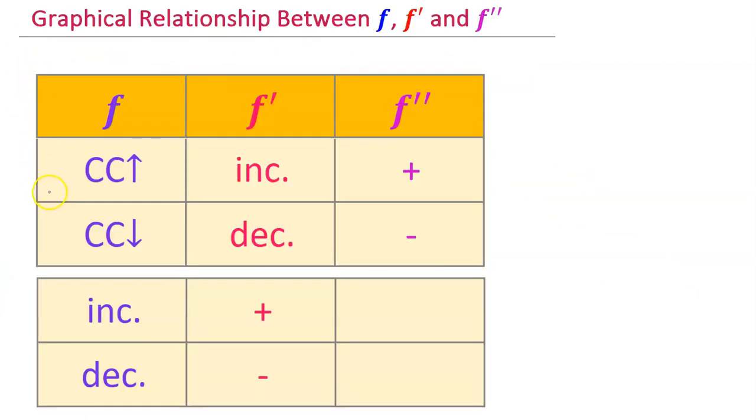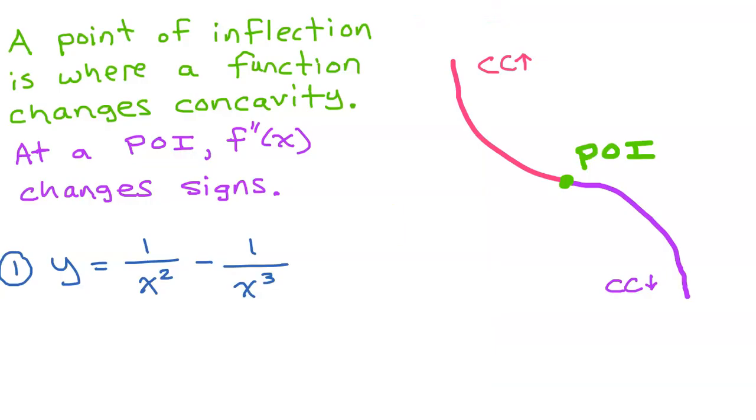A long time ago, we learned the graphical relationship between f, f prime, and f double prime. The part that's relevant to this problem is that we know a function will be concave up when the second derivative is positive, and concave down when the second derivative is negative. Therefore, the function will change concavity if f double prime changes signs. So our strategy will be to find the second derivative and then investigate where it changes signs.